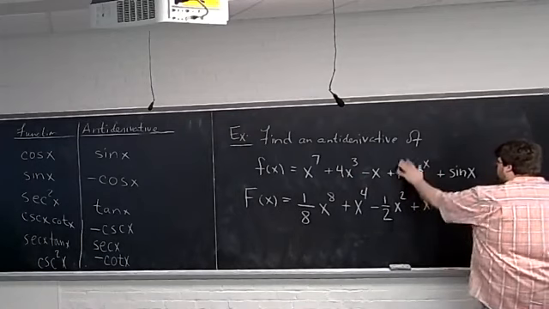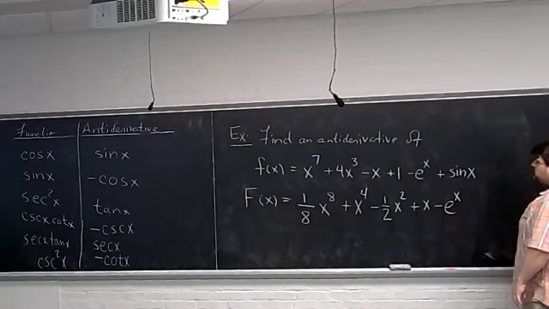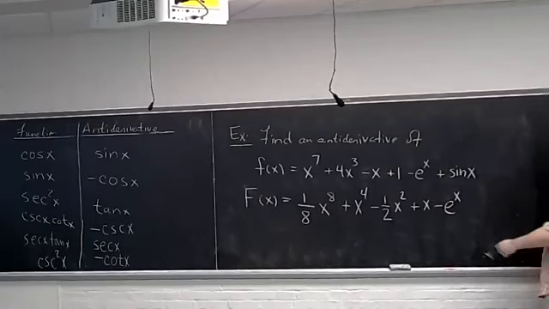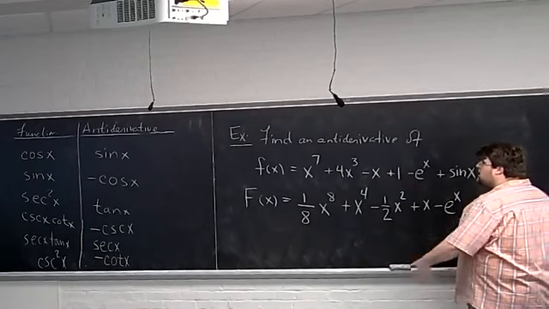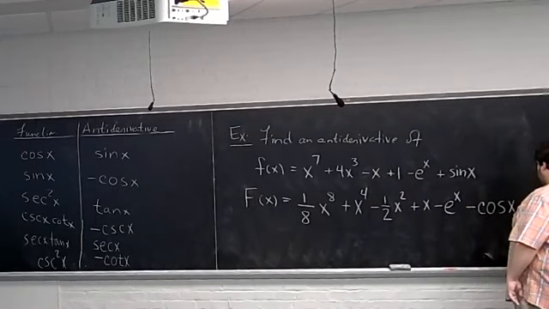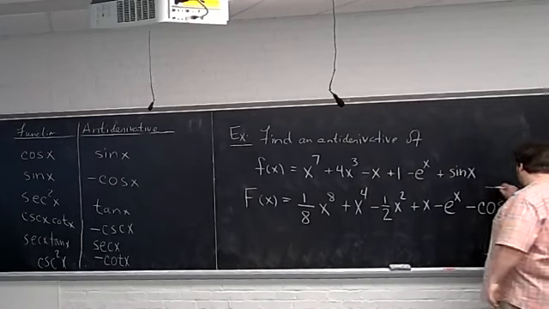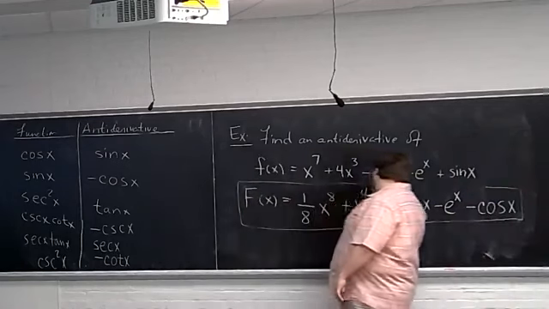Next, we have negative e to the x. The derivative of e to the x is itself, so the antiderivative of negative e to the x is itself as well. And last, sine x. Given sine, the antiderivative is negative cosine. If this said minus sine of x, we'd have plus cosine x. But here, we're just using those 9 rules.